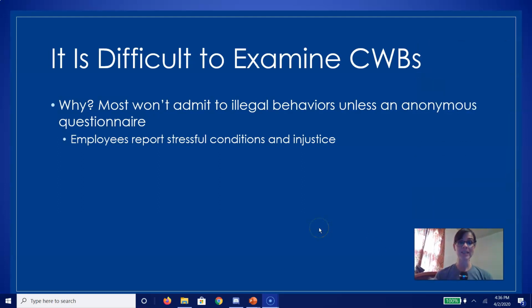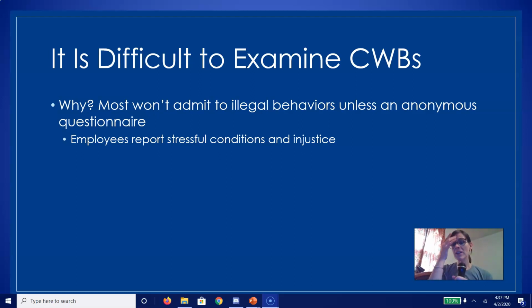So one of the things that's kind of interesting, though, is that for all we know about CWBs, it's actually really hard to look at them. It's hard to get a good metric on them because most people are not going to admit to illegal behaviors unless there's an anonymous questionnaire. And this kind of goes back to ethics. We want people to be truthful, but we want to make sure as much as possible that there won't be negative repercussions for sharing that information.